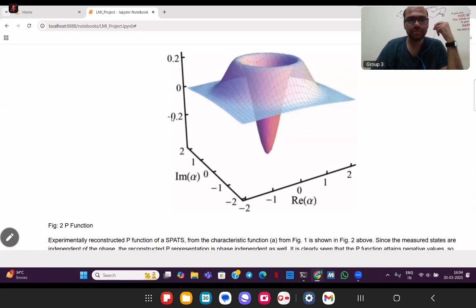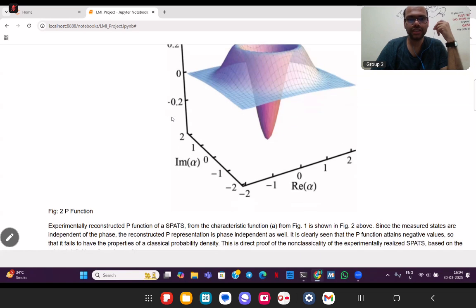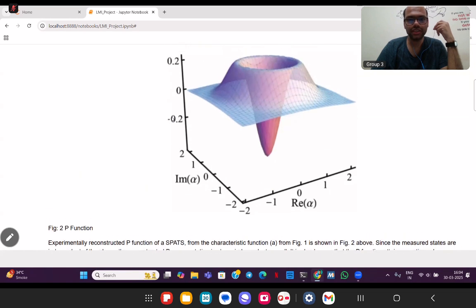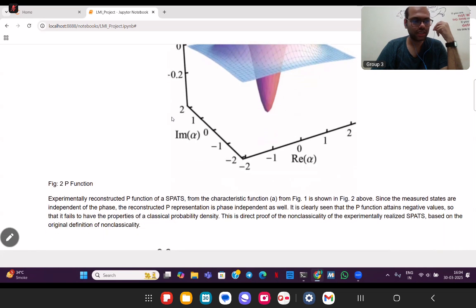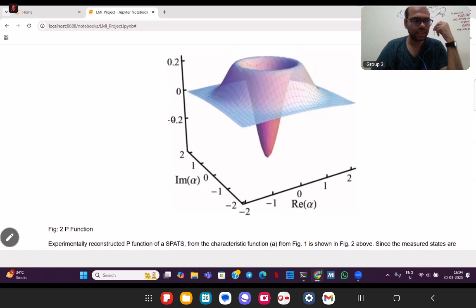Since the measured states are independent of phase, the reconstructed P representation is also phase independent, and it can clearly be seen that the P function attains negative values, so it fails to have the properties of a classical probability density. This is a direct proof of the non-classicality of the experimentally realized spats, based on the original definition of non-classicality. Next, we will look at a cross section of the curve I showed previously, in the next plot.